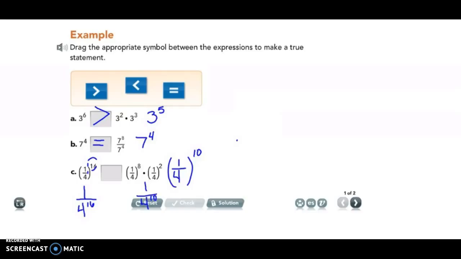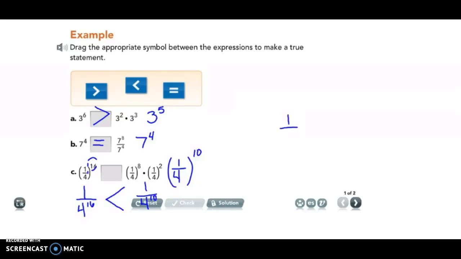So when I go ahead and work these through, this one, 1 over 4 to the 10th power, is going to be greater than 1 over 4 to the 16th power. Because remember, the 4 to the 16th power is going to be a lot larger number.